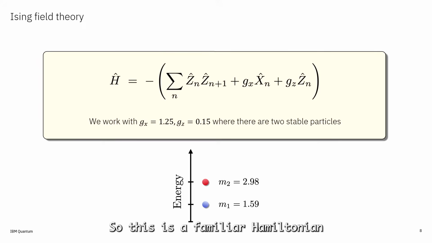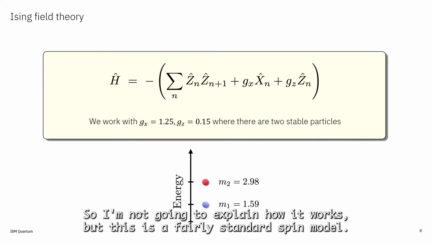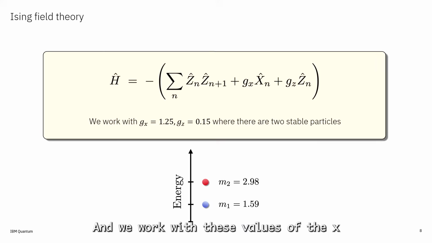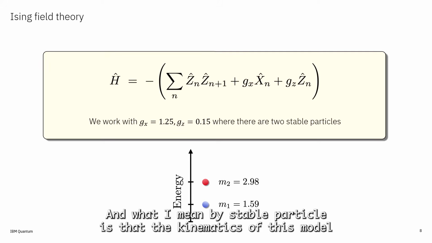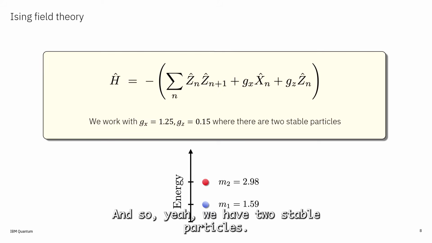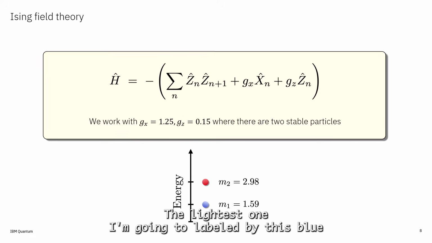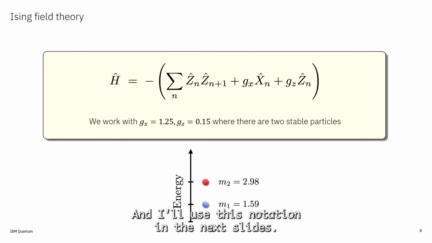So this is a familiar Hamiltonian that several people in the conference have already showed, so I'm not going to explain how it works, but this is a fairly standard spin model. And we work with these values of the x and z fields such that we have two stable particles. And what I mean by stable particle is that the kinematics of this model do not allow these two particles to decay into anything else of lower energy. And so, yeah, we have two stable particles. The lightest one I'm going to label by this blue ball, and the heavier one I'm going to label by this red ball, and I'll use this notation in the next slides.